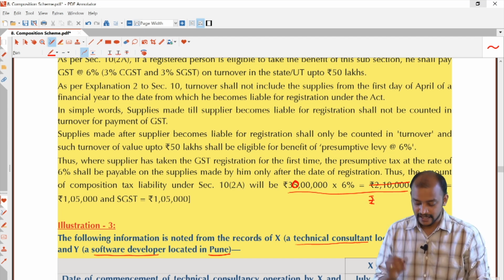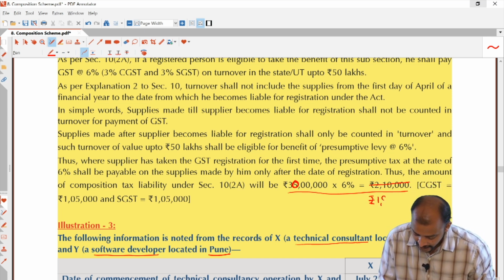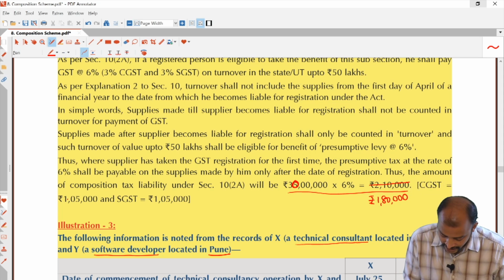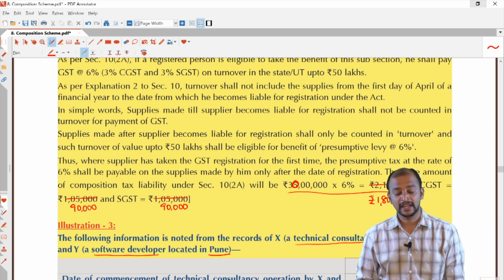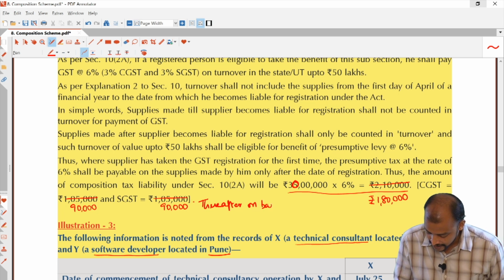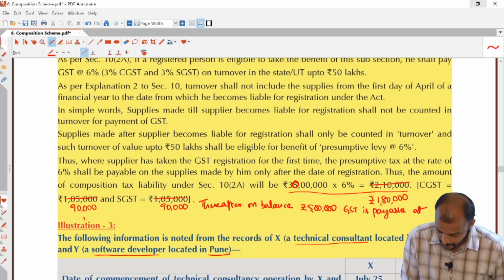So 30 lakhs into 6% is 1,80,000. How will that be split? CGST and SGST will be 90,000 and 90,000. Thereafter, on the balance 5 lakhs, GST is payable at normal rates.